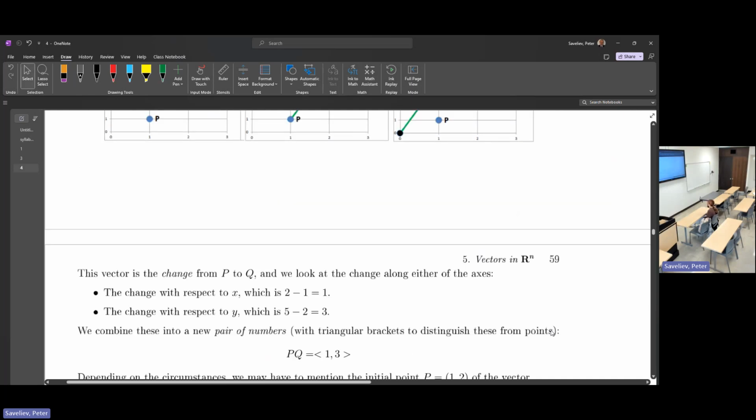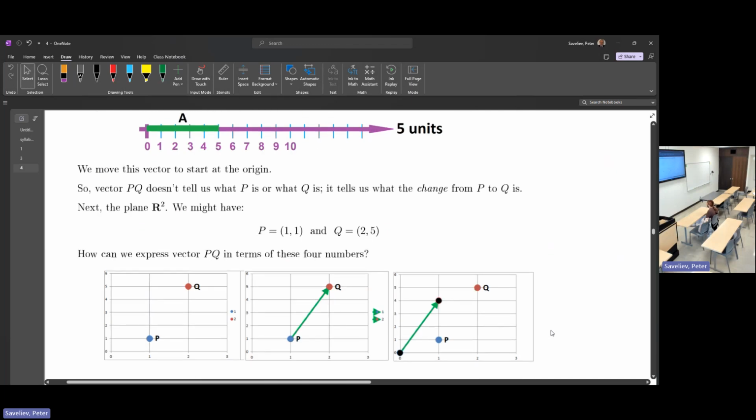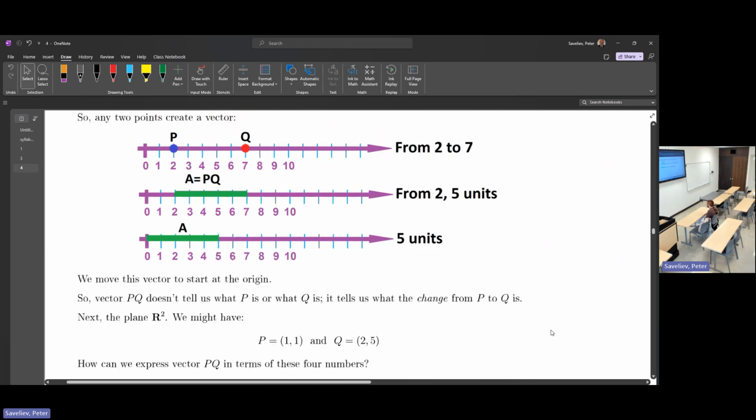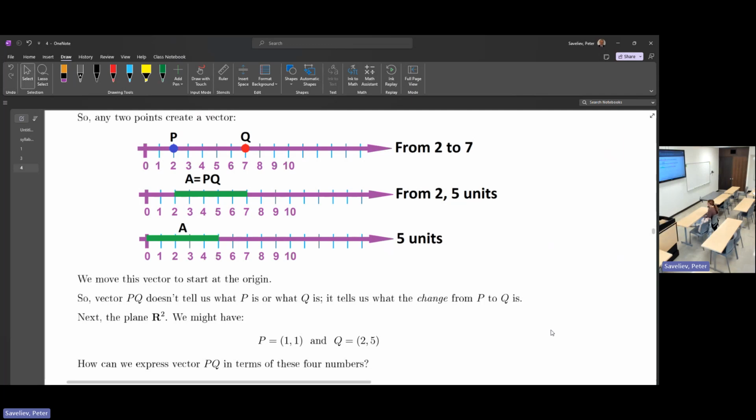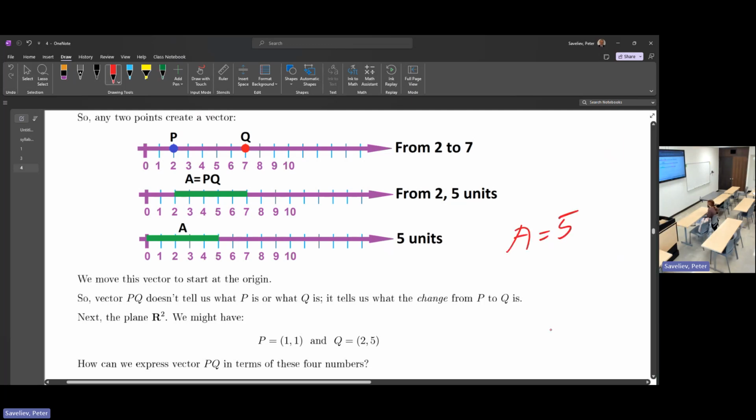So in dimension 3, what's the difference? The same thing. By the way, let's look at the numbers, right? 2 and 7, and then I end up with 5. Because these are only numbers, the numbers 2 and 7 are locations. The displacement is 5, and so the vector is 5. So A is literally equal to 5. The vector from P to Q is 5.